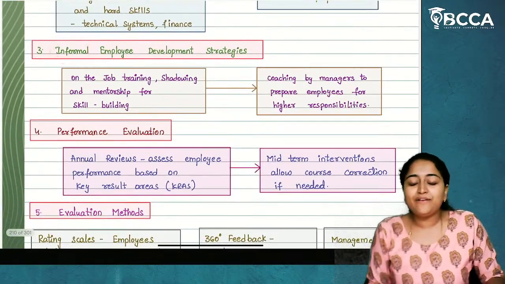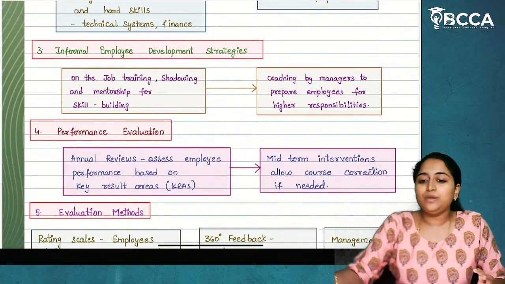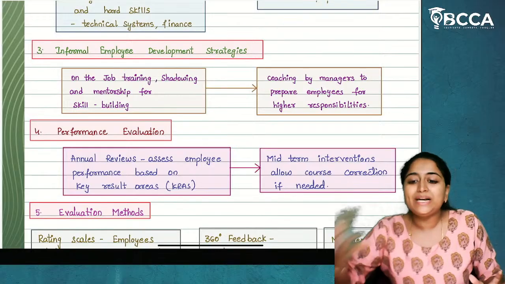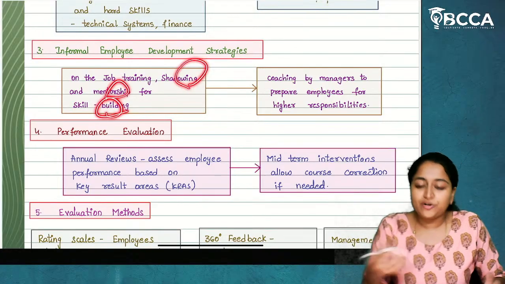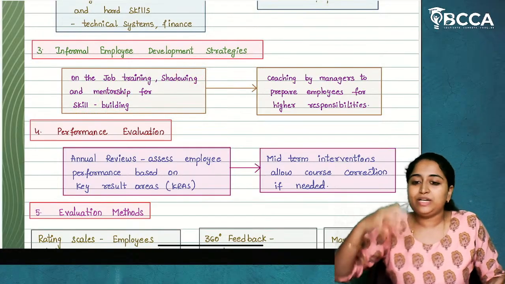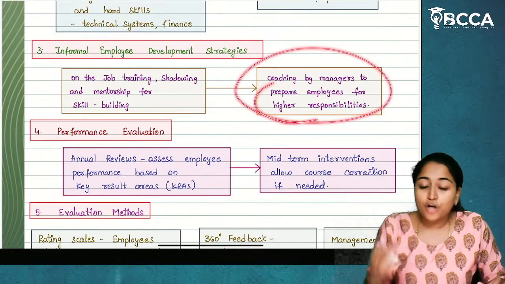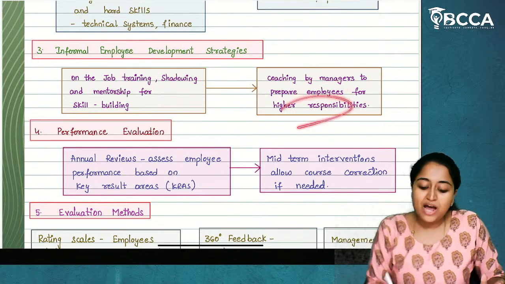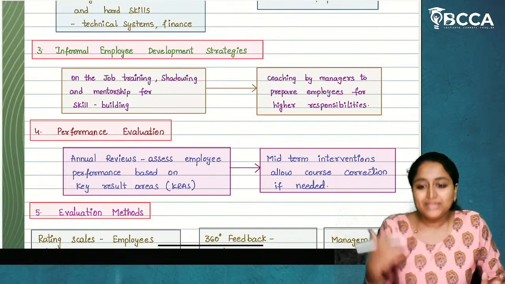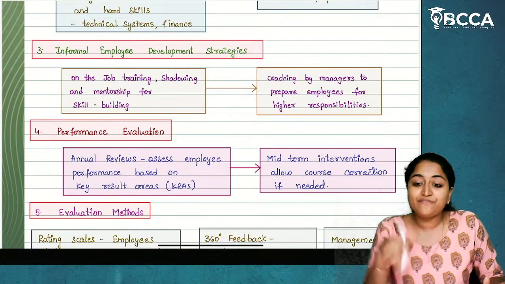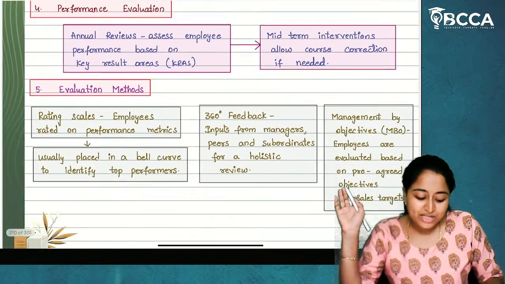Now, what is informal development? You are going and trying to learn from your colleagues. If they are doing some work and you don't know about it, you will go voluntarily and try to develop yourself. On-job training, shadowing and mentorship for skill building, which means under someone's influence you are trying to learn from them. You are taking inputs from others. You are trying to improve yourself, or coaching by the managers for preparing for higher responsibilities. Now, if I'm going to become a manager, what kind of decisions I have to take, how I have to think. Regarding that, you will try to train yourself. This is informal development.